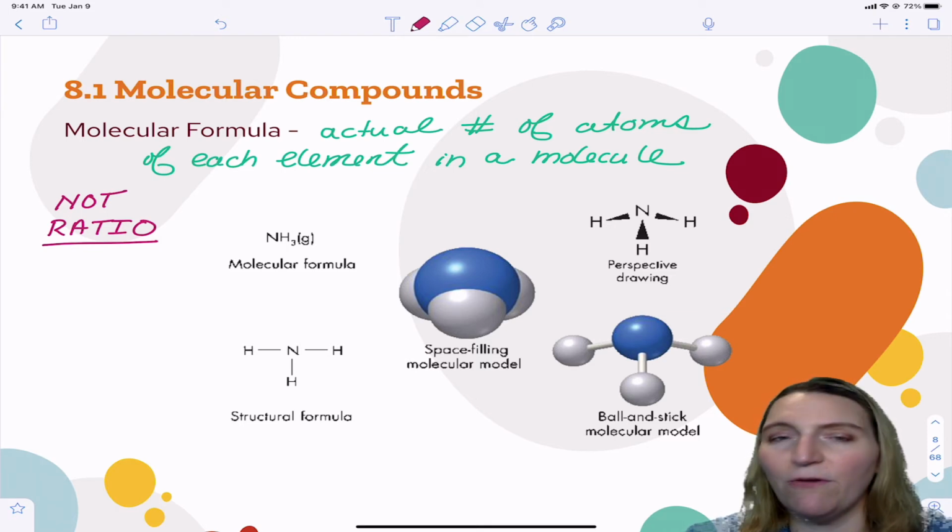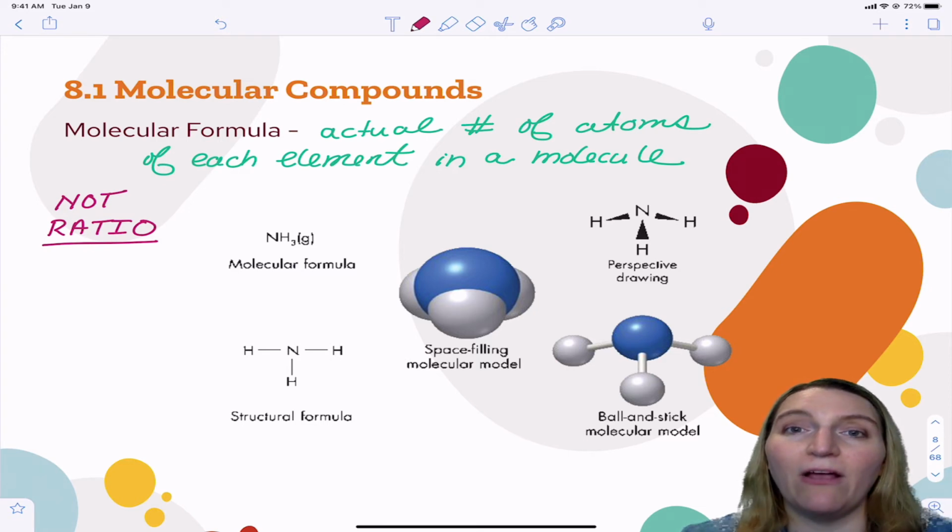And a molecular formula is a formula that gives the actual number of atoms in that molecule. It's different than the ionic formula or formula unit that we used for ionic compounds. For ionic compounds, it was the lowest whole number ratio of those ions in the ionic compound. And that's not what a molecular formula is. Molecular formula is the actual number of them.